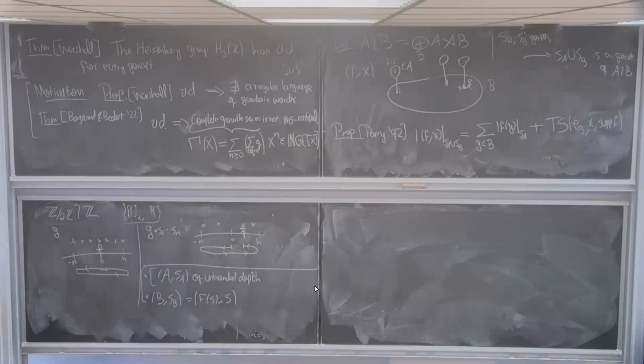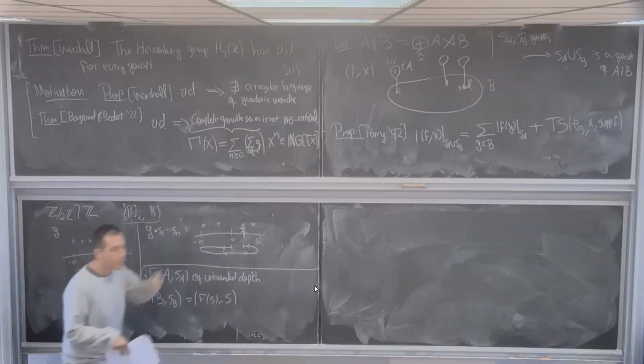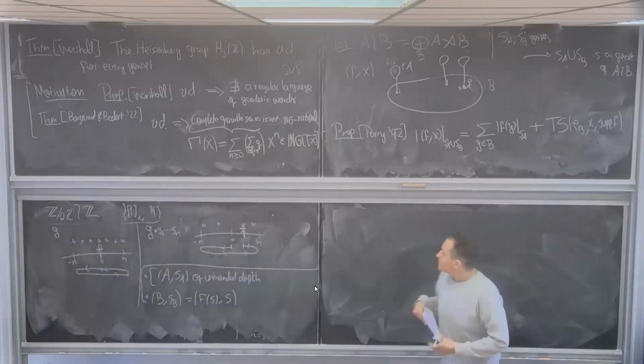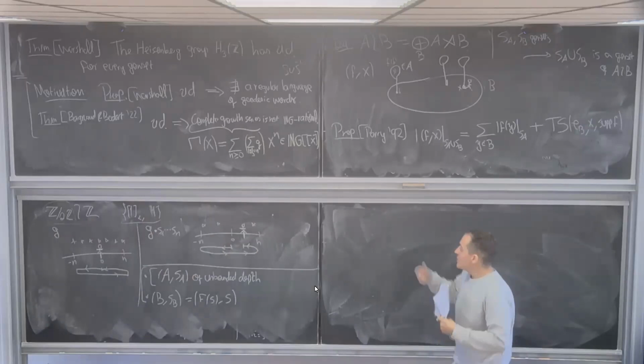But once you start getting out of that, it's not clear what happens, right? For example, very simple question. What happens if you are in Z squared? So now you have a lamplighter that moves on a plane. Do you still have this property?